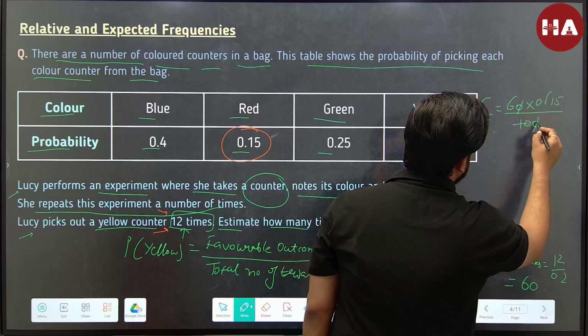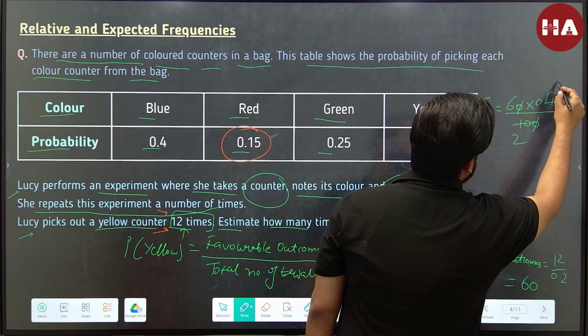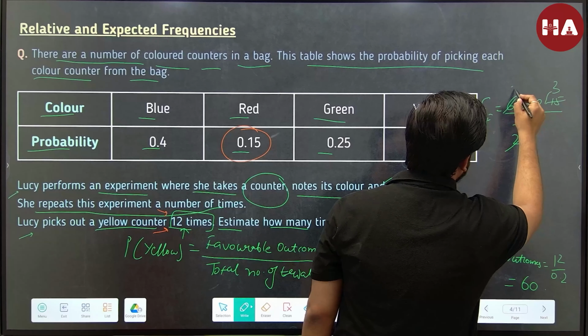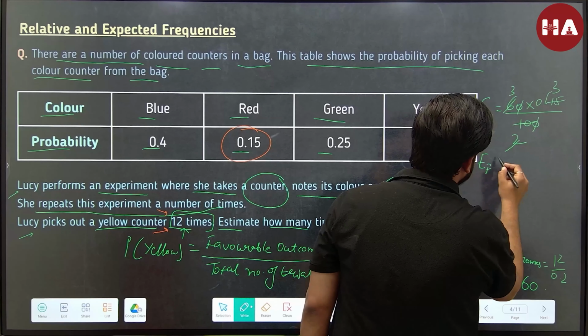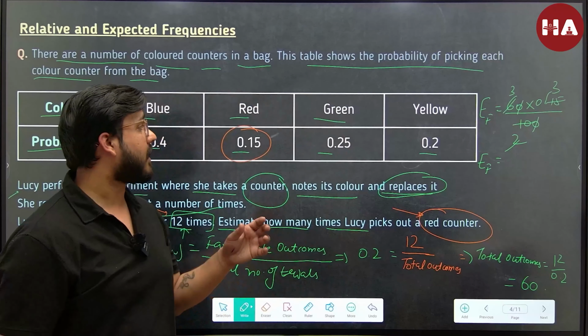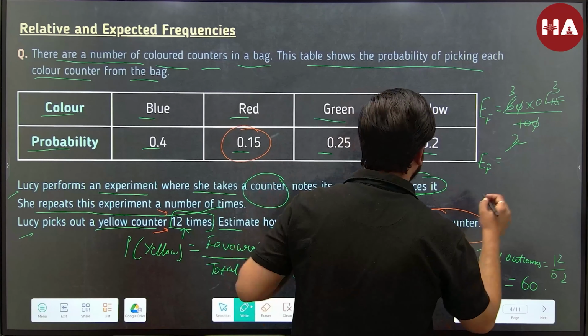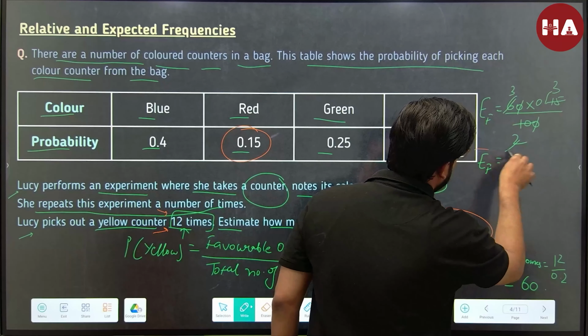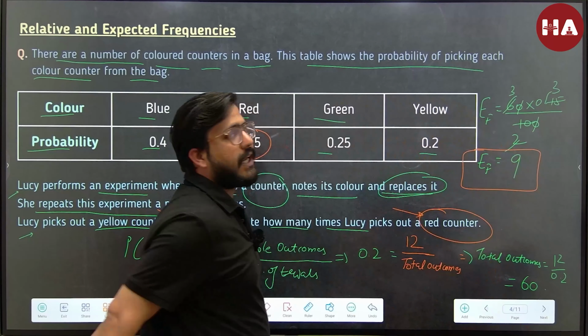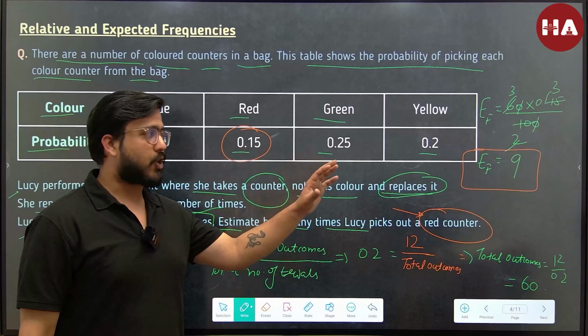100, this is cancelling out, this is 3, and so the expected frequency of getting a red color counter with the probability of 0.15 is coming to be what? 9.